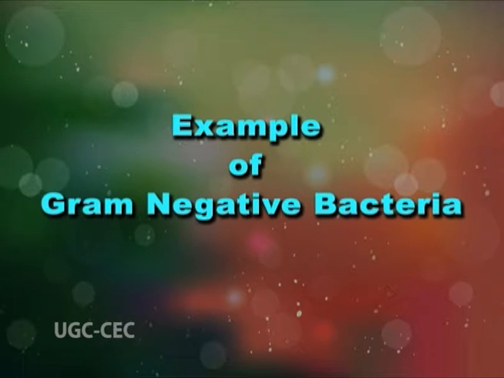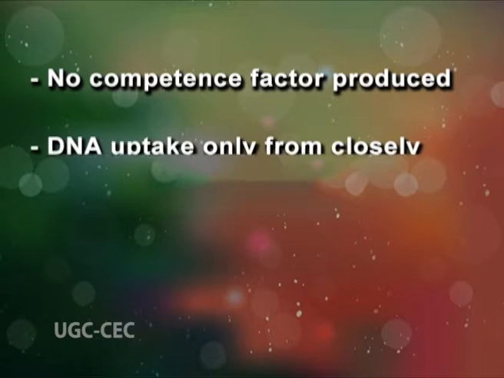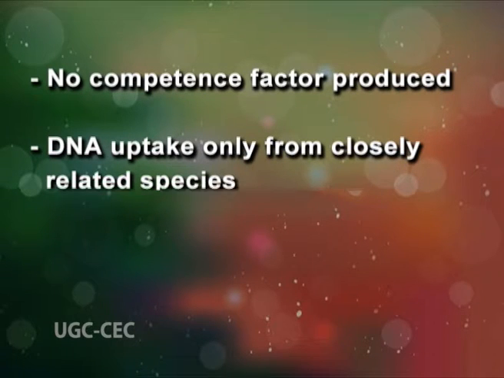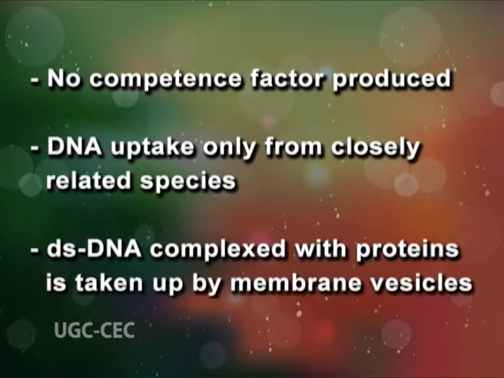Example of gram-negative bacteria. Transformation in Haemophilus influenzae differs from that of Streptococcus pneumoniae in several respects. It does not produce any competence factor to stimulate the development of competence. It takes up DNA from only closely related species. Double-stranded DNA complexed with proteins is taken up by membrane vesicles.